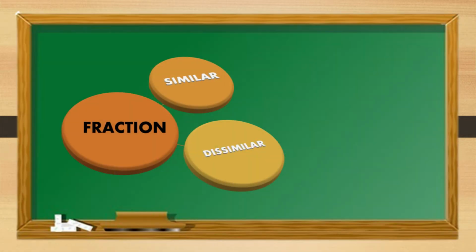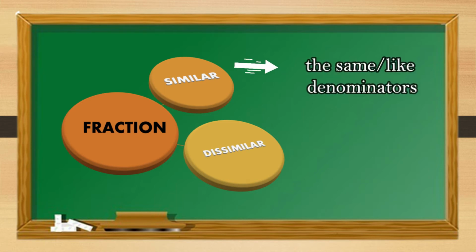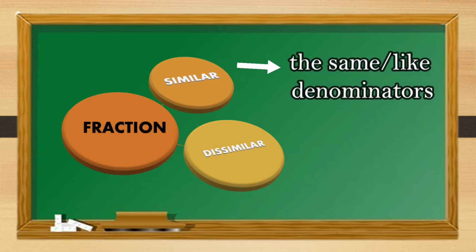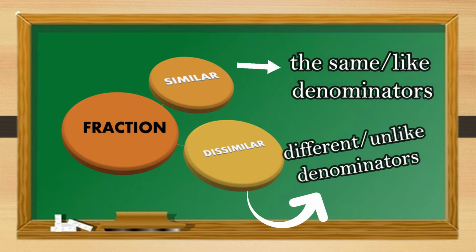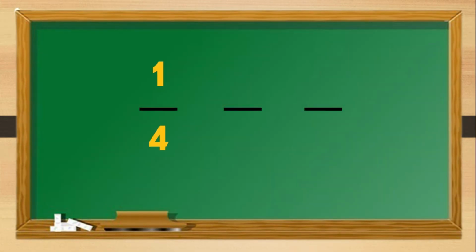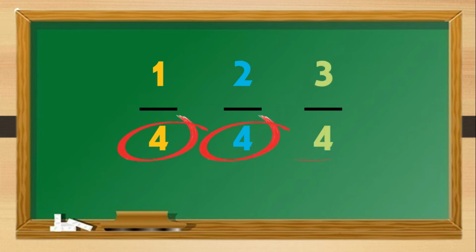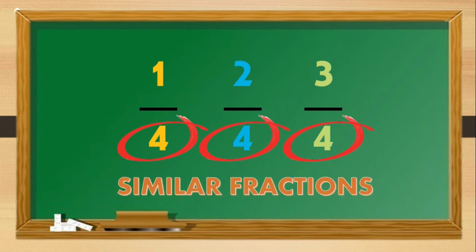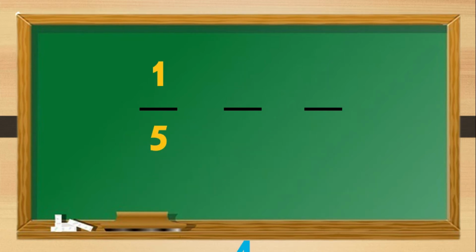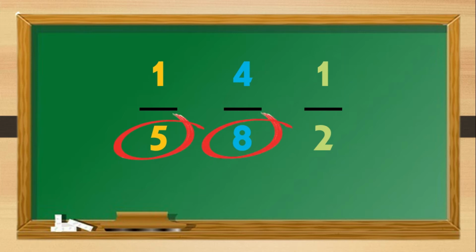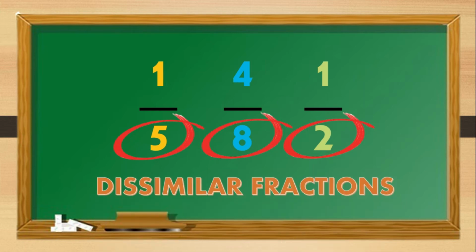There are two kinds of fraction, similar and dissimilar. Similar fractions have the same denominators. When we say dissimilar fraction, these are fractions with different denominators. In 1/4, 2/4, and 3/4, the denominators are all the same. This is an example of similar fractions. In 1/5, 4/8, and 1/2, the denominators are 5, 8, and 2. They are all different and considered as dissimilar fractions.